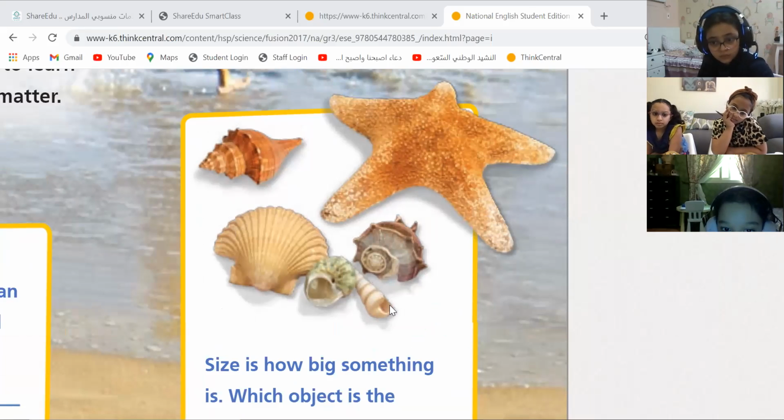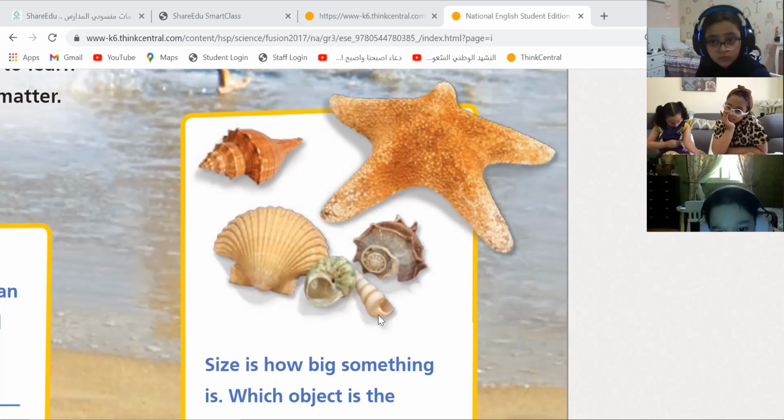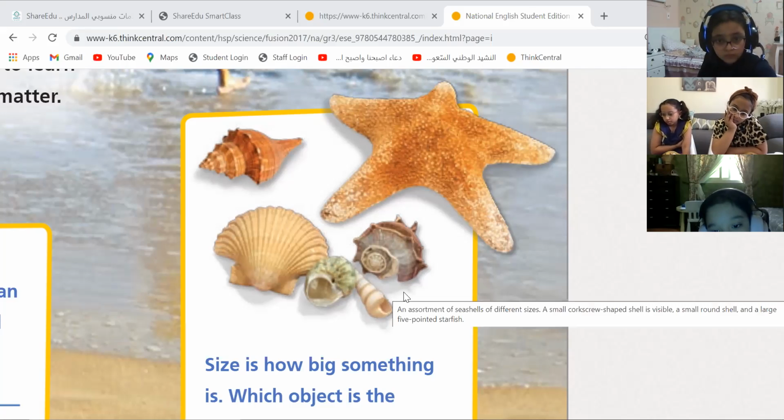Is it round? It's round. This one. Round? No. Oval? Almost. Or triangle. Oval. What do you think this one looks like? It looks like the unicorn. Excellent. Unicorn horn. Okay, what is the shape of it? I want you to describe the shape of it.